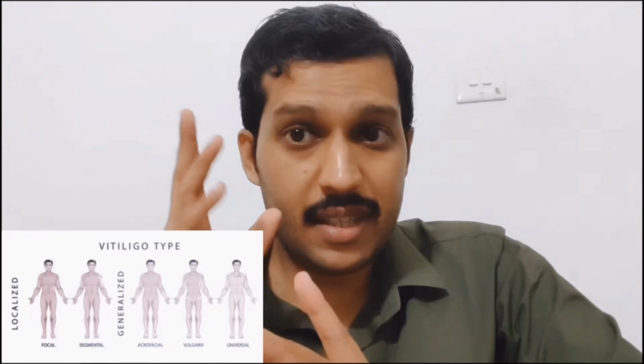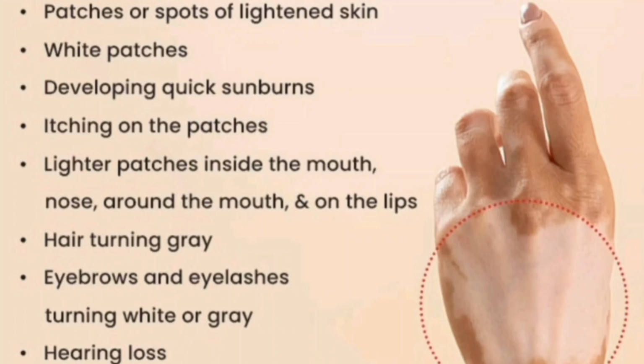Segmental happens in early childhood, is unilateral, does not cross the midline, and leukotrichia can be seen. Segmental lesions can be seen. Second one is non-segmental. We have acrofacial, mucosal, vitiligo vulgaris, as well as universal vitiligo. The third one is unclassified or undetermined vitiligo. You can see focal vitiligo. Small isolated depigmented lesions can be seen in the body.